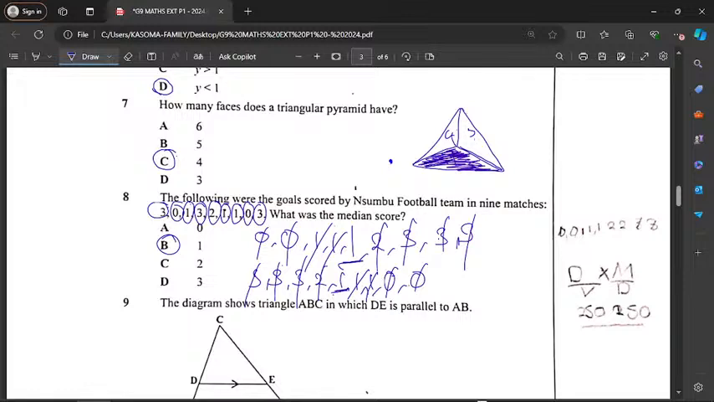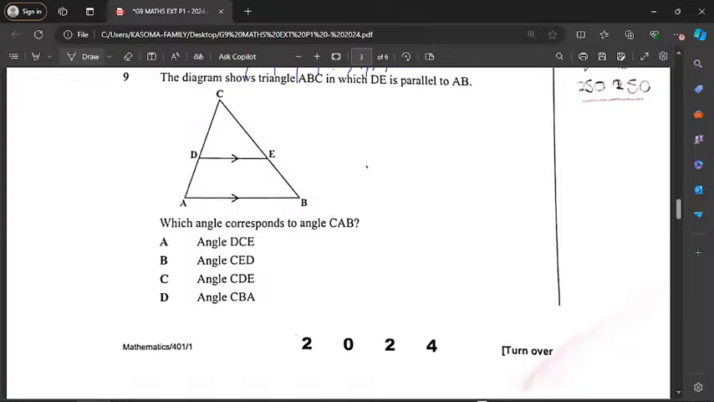We go to question 9. Okay, so question 9 is as follows. The diagram shows triangle ABC in which DE is parallel to AB. Okay, DE is parallel to AB. So the question is, which angle corresponds to angle CAB? CAB. Okay, so angles, for us to find the angles that are corresponding, that are occupying the same position in different triangles, we need to dismantle this.